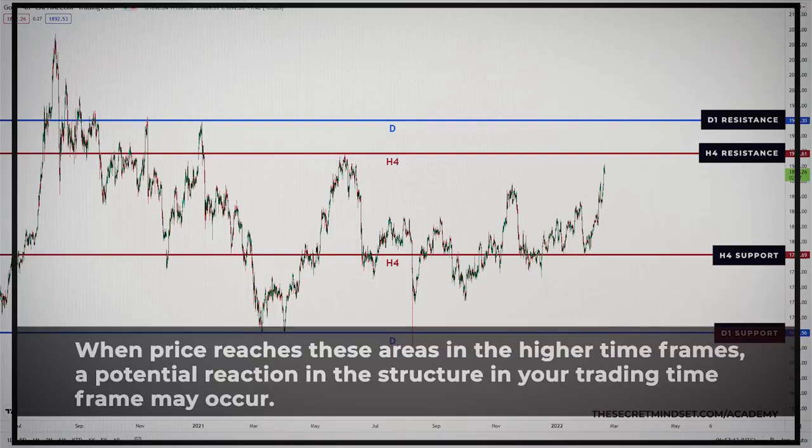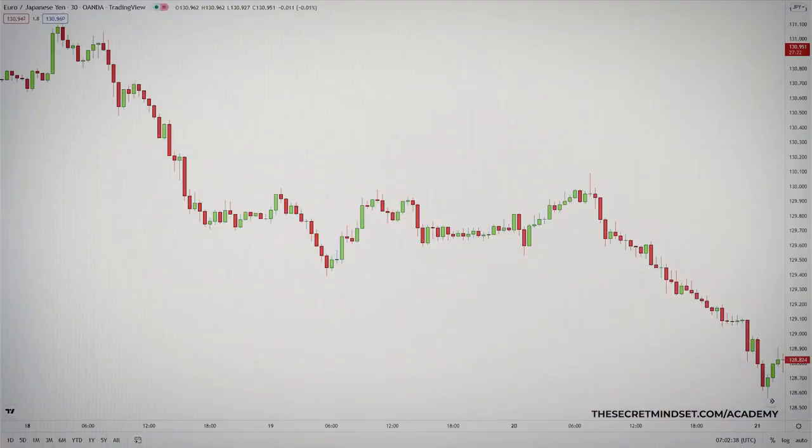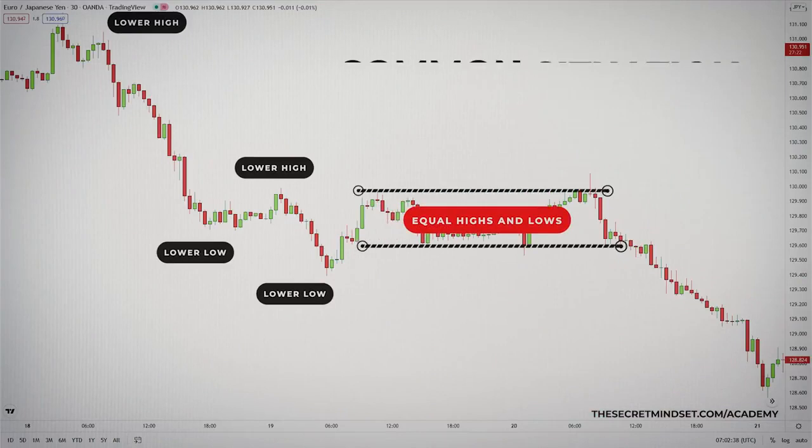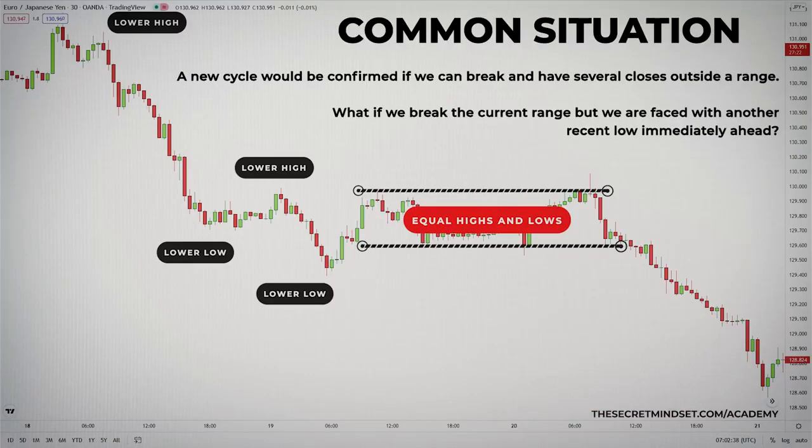So you must be aware by anticipating this potential outcome. Marking these levels in your chart allows you to know when to expect a potential reversal. If you followed me this far, you now understand that a new cycle would be confirmed if we can break and have several closes outside of a range.